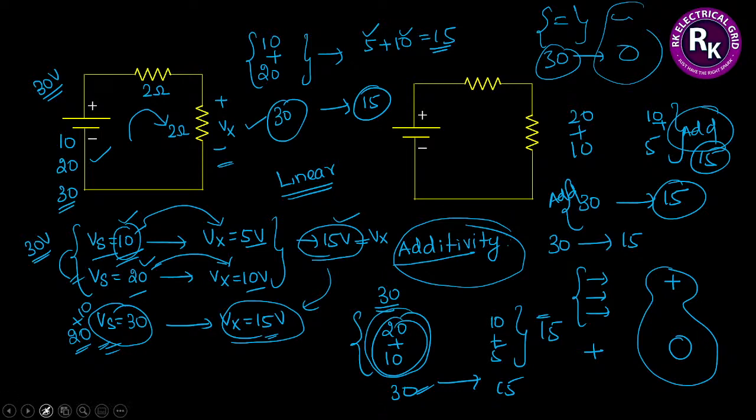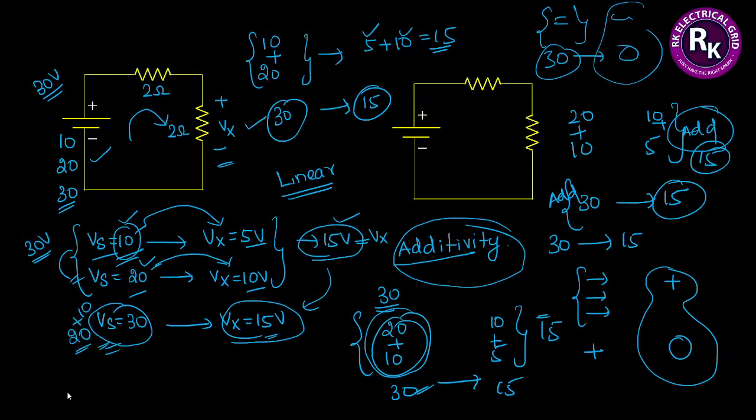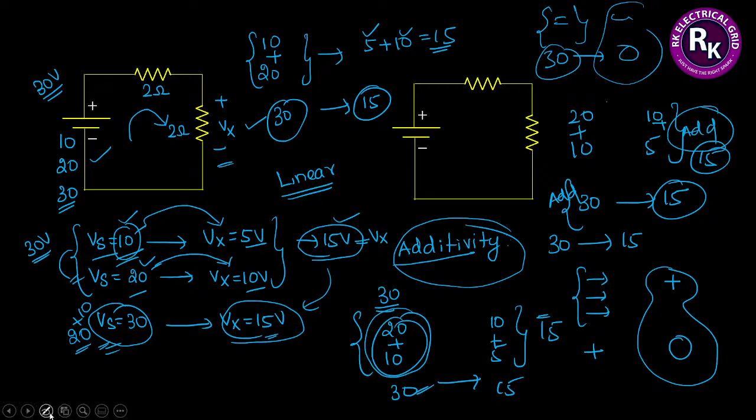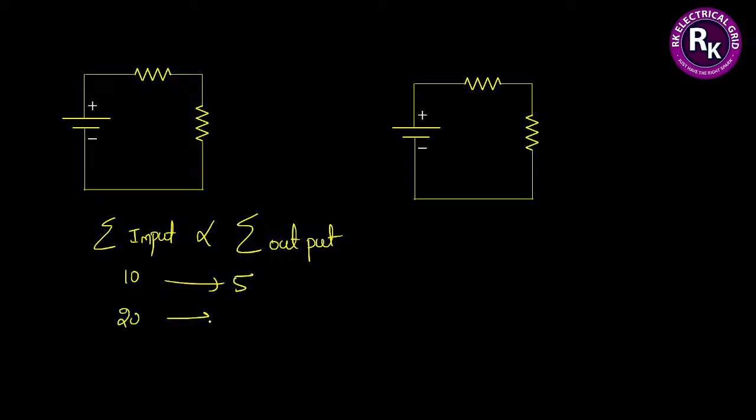Finally, additivity principle அப்படின்னா, so finally what we have understood, summation of input is directly proportional to summation of output. Am I right? Summation of output. Why I am putting directly proportional? இப்போ நீங்க 10 கொடுத்தப்ப it is directly proportional. இங்க 5 வந்துச்சு. 20 கொடுத்தப்ப இங்க 10 வந்துச்சு.